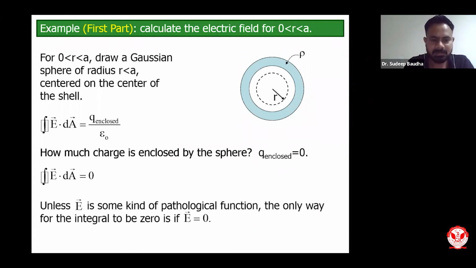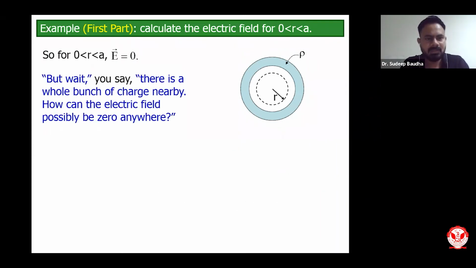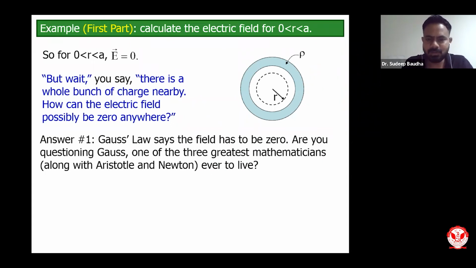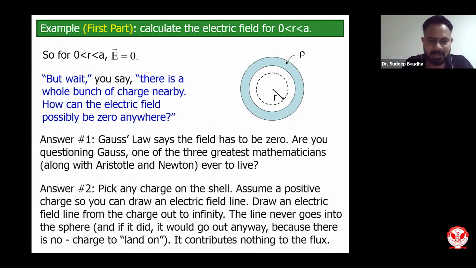So what will actually happen? I will show you through something. That first question, I can directly answer: Gauss law says there is no charge means no charge, right? That is our understanding from Gauss law. Now the second statement, which is very important: you can pick any charge on the cell, assume a positive charge, and draw an electric field line from the charge out to infinity, because this is positive charge that will go towards infinity. A line never goes into the sphere, and if it did, it would go out anyway, because there is no charge to land on.